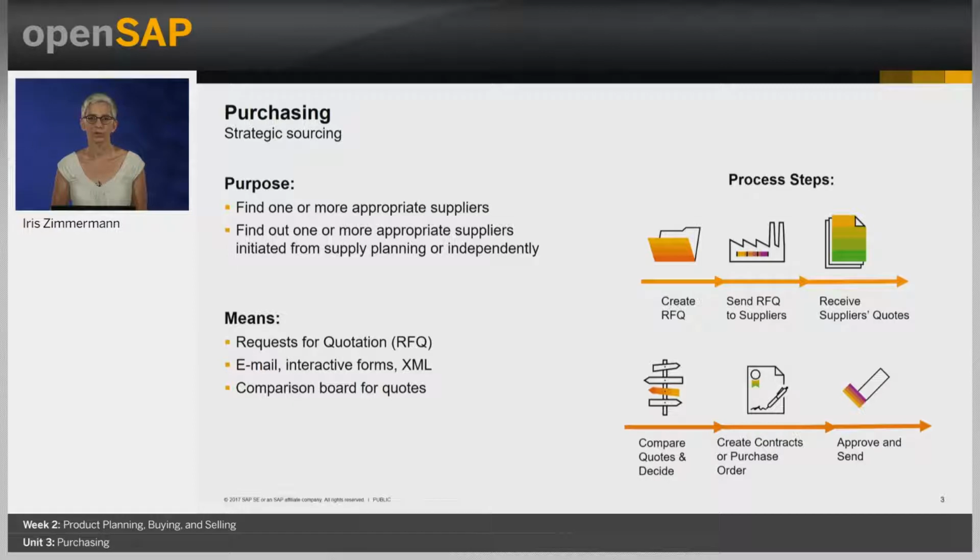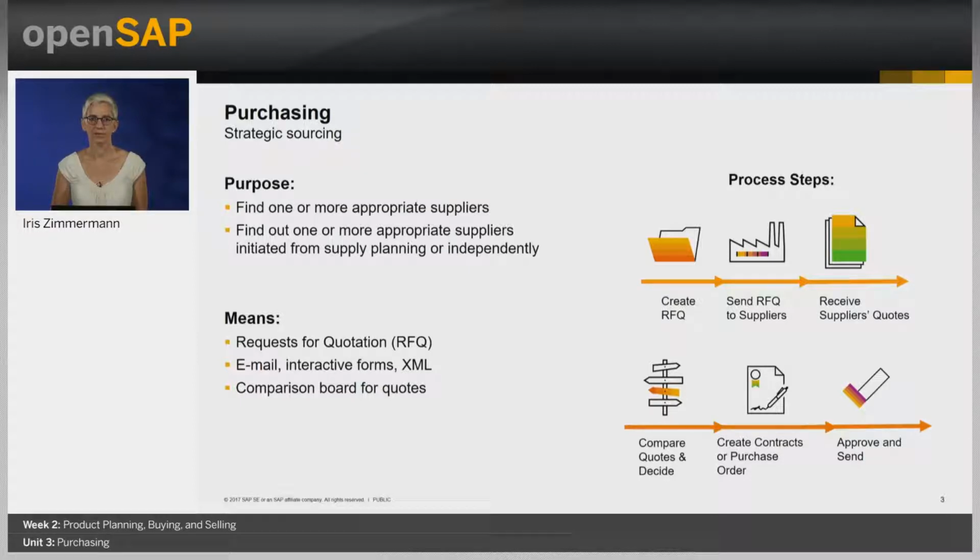The process of strategic sourcing begins with the purchaser identifying several potential suppliers or bidders for the product to be procured. Once quantity, requested date, and response times are set, the purchaser sends the request for quotation to all potential bidders, usually via email, for example with an interactive form or via electronic messaging in XML format.